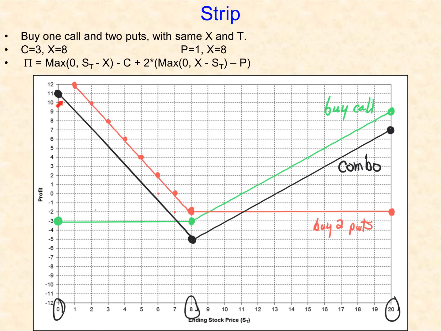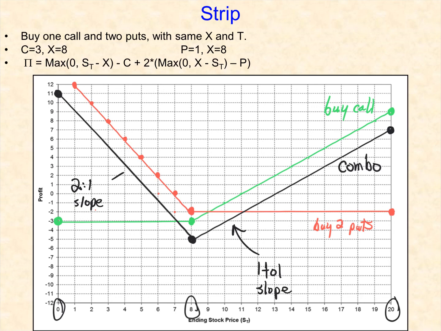Okay, let's have a look at this combined payoff. As it did before, we have a V shape, but it's not symmetric. On the right-hand side, the slope here is 1-to-1. But on the left-hand side, the slope is 2-to-1. That's because we have two puts. Each pays $1 of profit when the stock price falls by an additional $1.